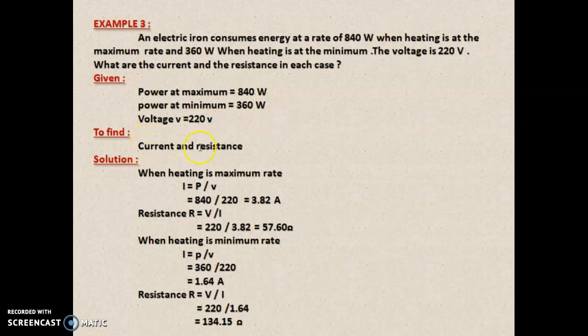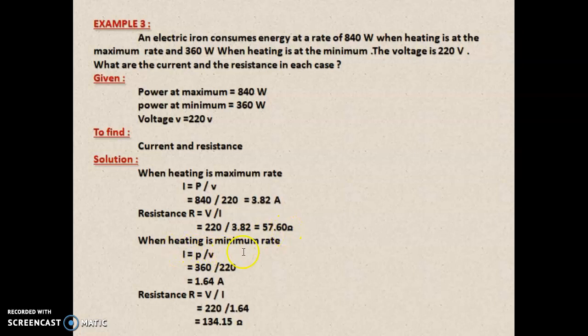To find current and resistance. Solution: when the heating is at maximum rate, I is equal to power upon potential difference, that is 240 upon 220, that is 3.82 ampere. Next, we have to find the resistance also. The resistance is equal to V upon I, that is 220 upon 3.82. So R is equal to 57.60 ohm.